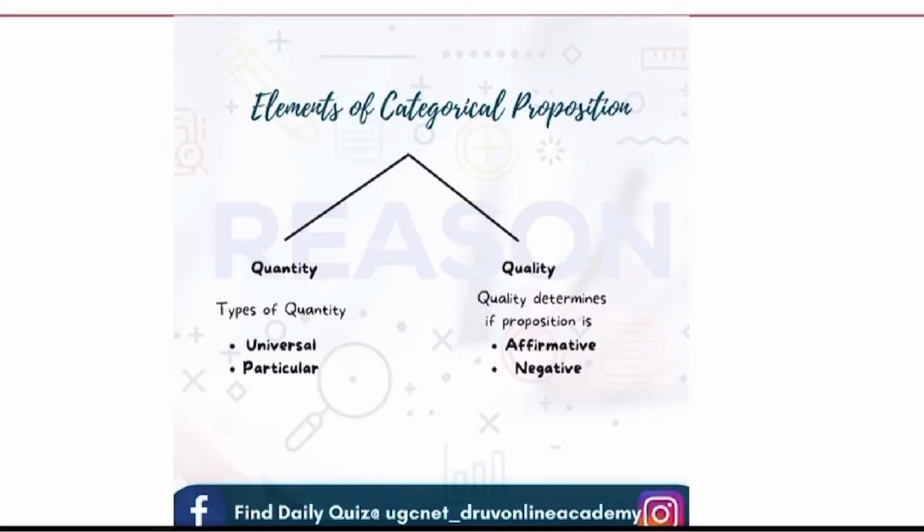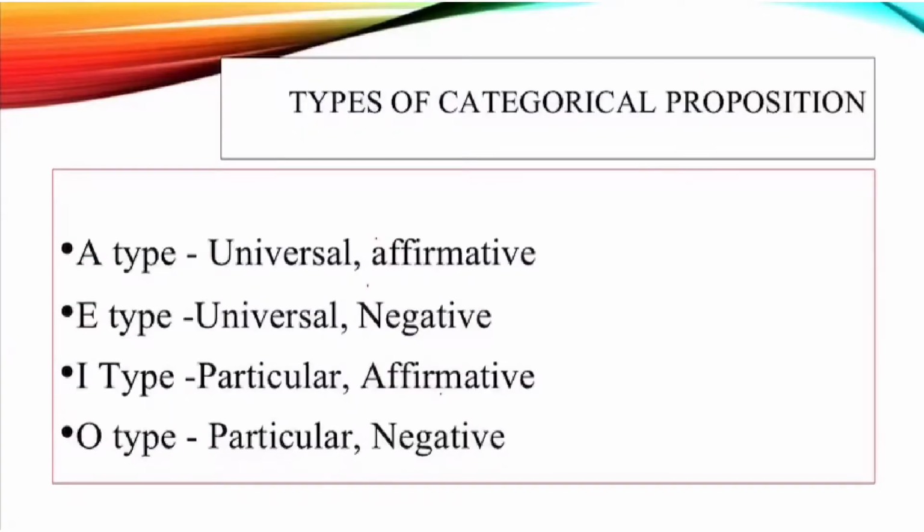There are different types of categorical proposition based on this quality and quantity. We will look at the types of categorical proposition. So there are four types. The first type is universal affirmative, A-type proposition. In this A-type proposition, the quantity is universal and the quality is affirmative. When the quantity is universal, it applies to all members of the group, the subject group. For example, if I say all students are attentive, then that proposition belongs to A-type.